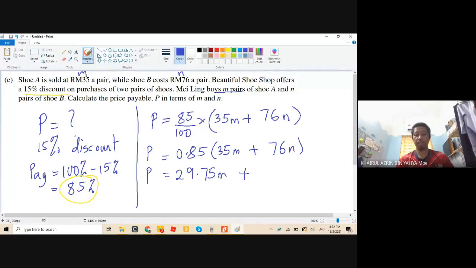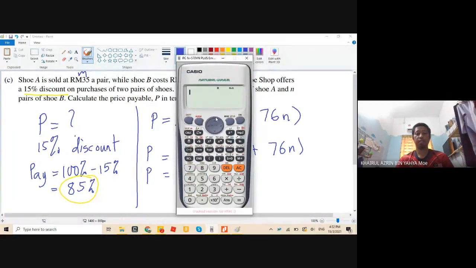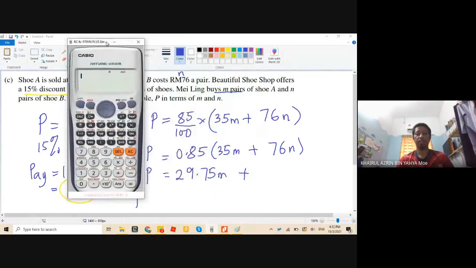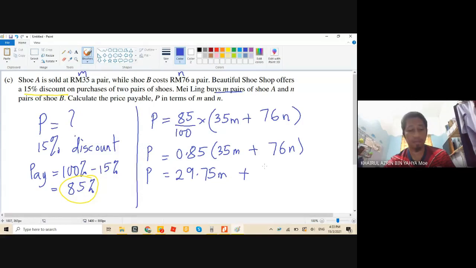0.85. Actually, we have a calculator here. Maybe I can use calculator in my computer. Okay, I want to use this calculator. Okay, so 0.85 multiply with 76. Okay, then I want to change to decimal. Okay, so 64.6N. So this is the final answer.